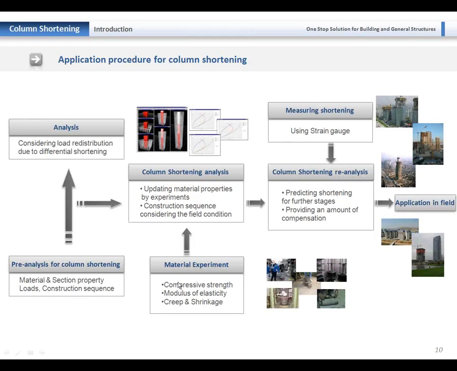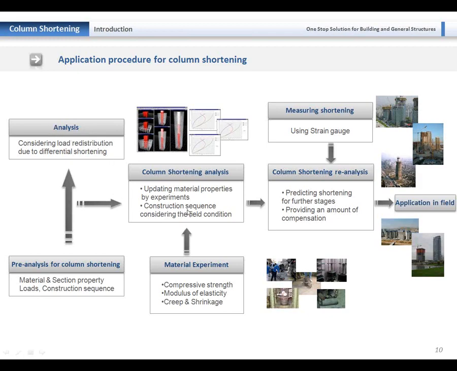This slide shows the procedure of how to apply the column shortening. Firstly, we may perform the pre-analysis for the column shortening. Here, we consider the material and section property, load, and construction sequence. After that, we will consider the load redistribution. Then we will perform the analysis.